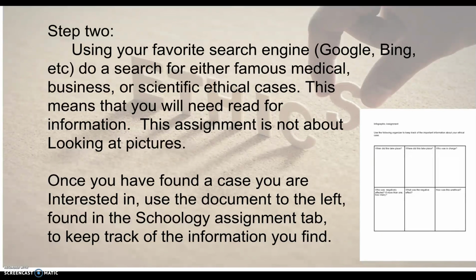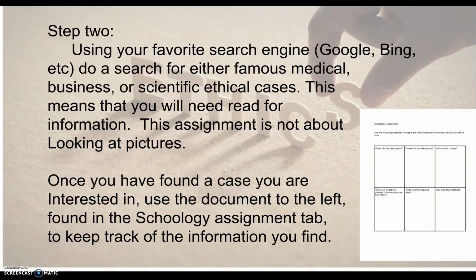our second step is that you're going to use your favorite search engine. I usually use Google, but you can use whatever you want. You're going to search famous medical, business, scientific, ethical cases. You're looking for things where it has become well known that something usually unethical happened. This means that you're going to need to read that information, right? So this assignment isn't about looking at pictures. It's not about watching videos. It's about going out there and reading some information about this ethical case.